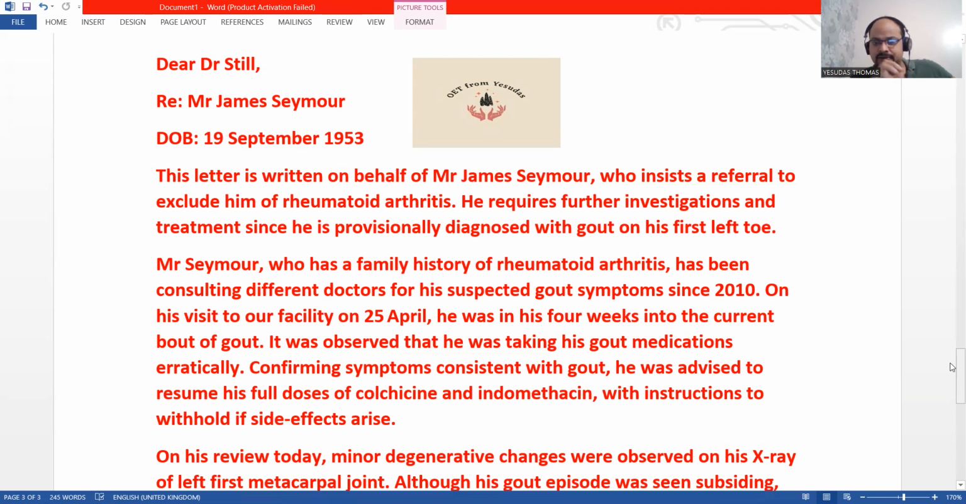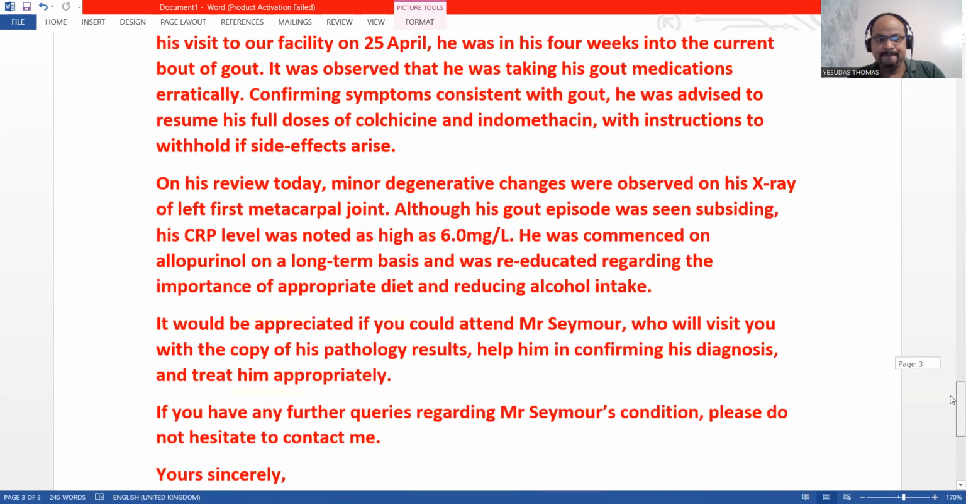What we have concluded in the first paragraph is the background information. He has had the problem since 2010, and he visited here on this date, and this was his fourth week. What we observed was he was not taking his medications properly. We confirmed symptoms consistent with gout, and what we have intervened is that we advised him to resume his full doses of these medications, with instructions of withholding them if side effects arise.